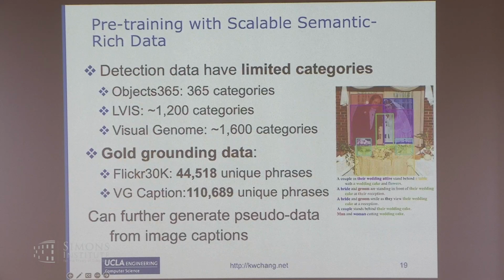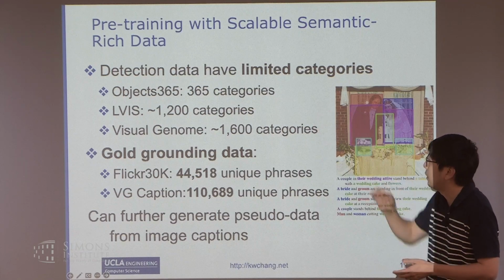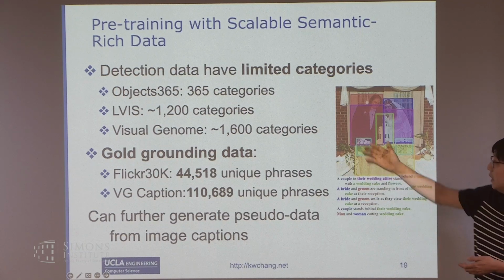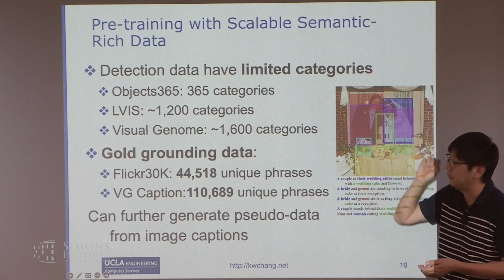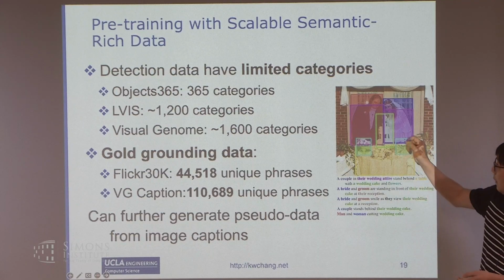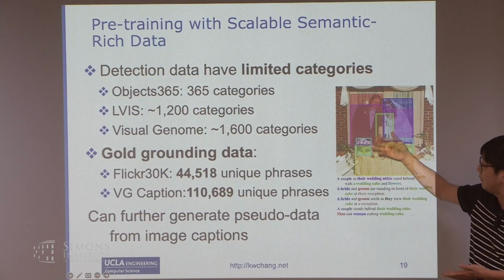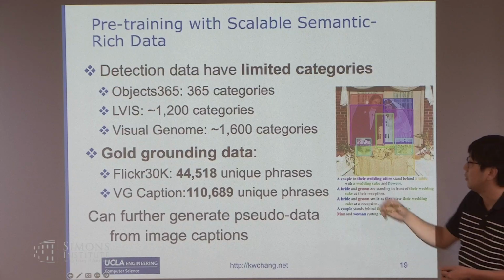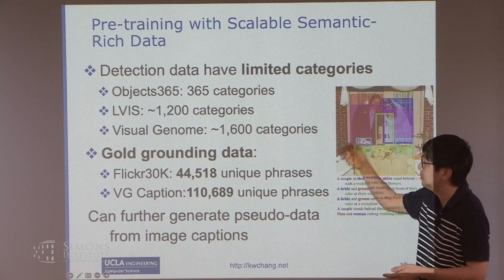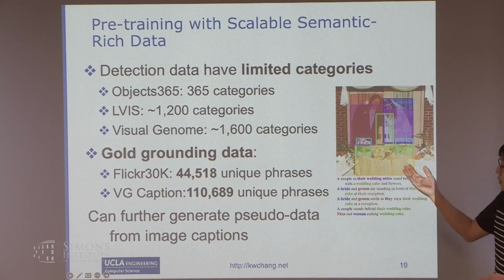Okay, so the interesting thing here is that we have different types of image and text data, and you can actually put all of them together into this joint framework. So for example, we have a bunch of object detection data. Those data, usually you have a lot of data, but you only have a very limited number of categories. For example, Visual Genome has like 1,000 categories and a million data points.